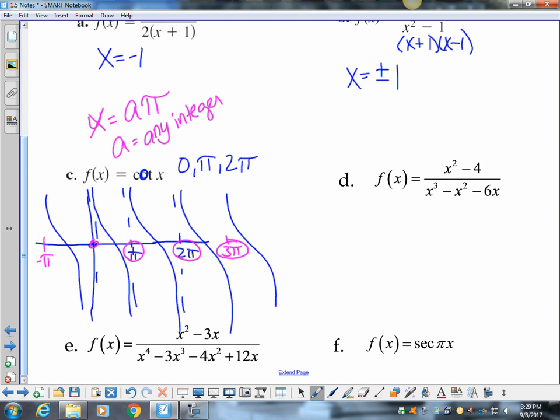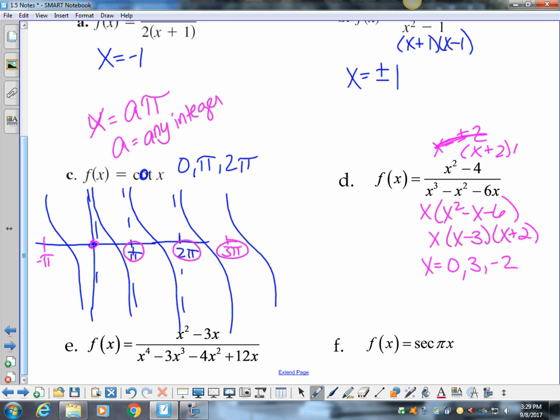For D, I can factor the bottom. And so I have issues at 0, 3, and -2, and they could all be potential asymptotes, but if you factor the top, think about it this way, x plus 2 and x minus 2. So the x plus 2's cancel, which means this one's not an asymptote, it's a hole. So really, these two are my only asymptotes, and the -2 is a hole.